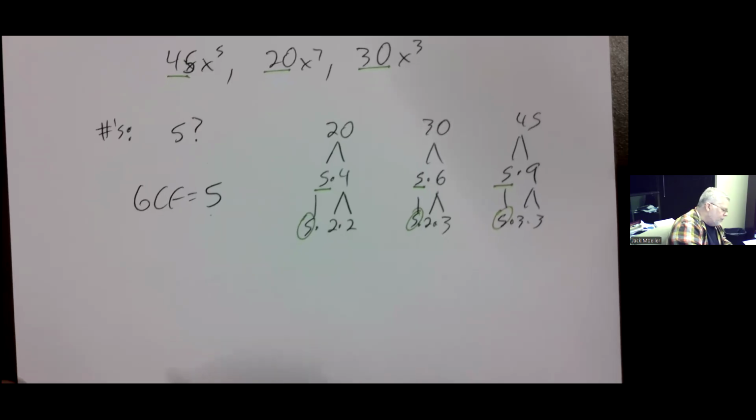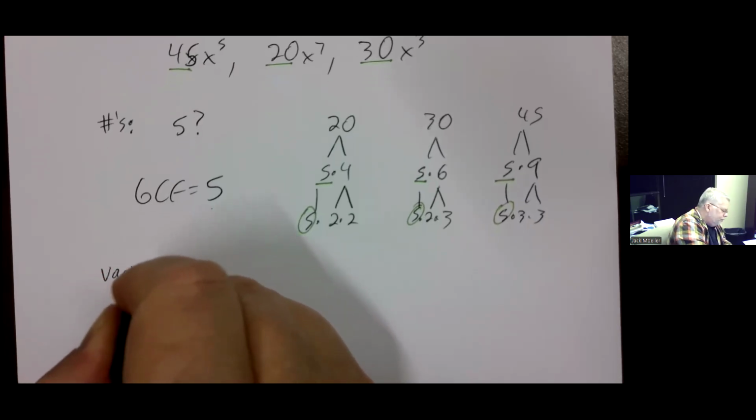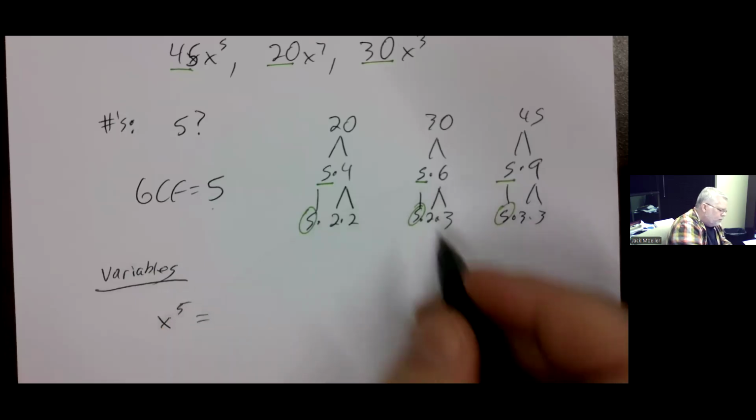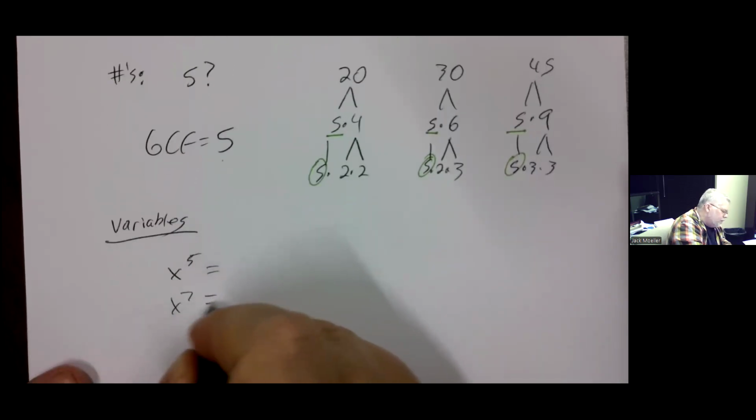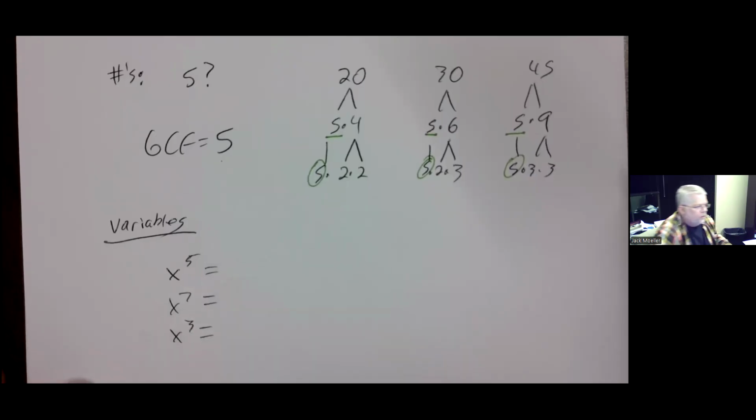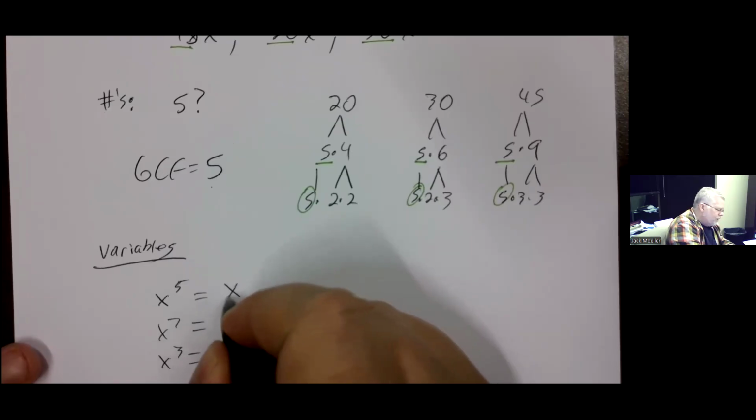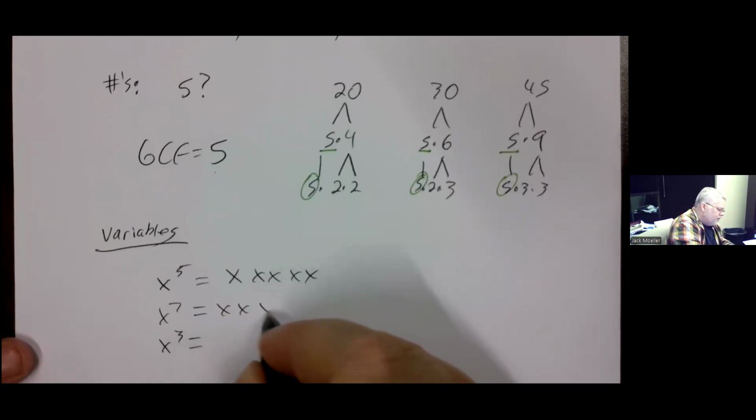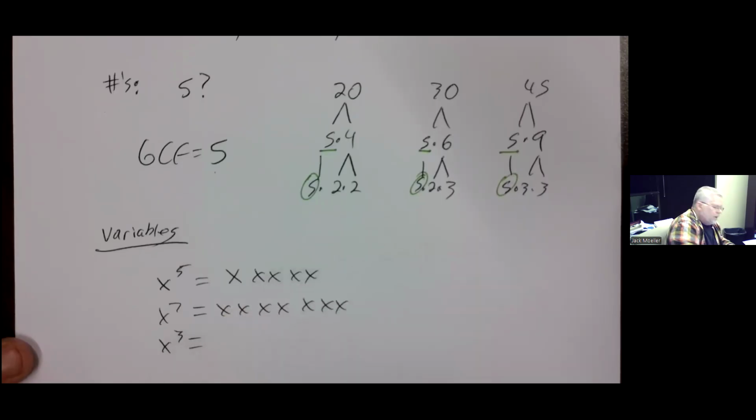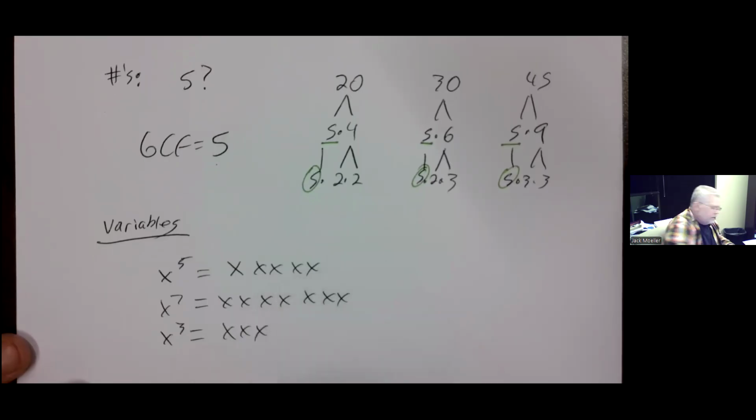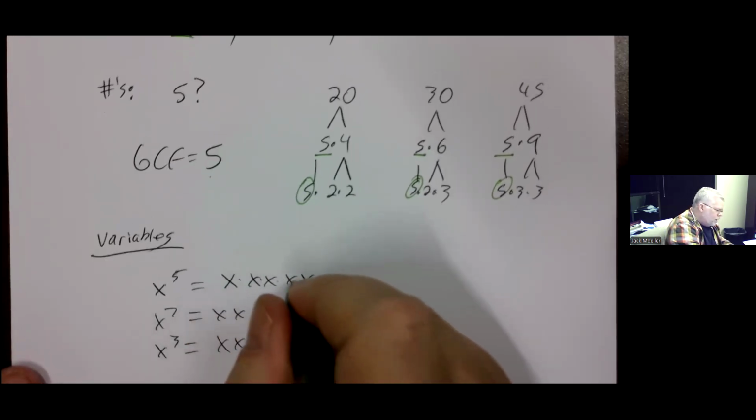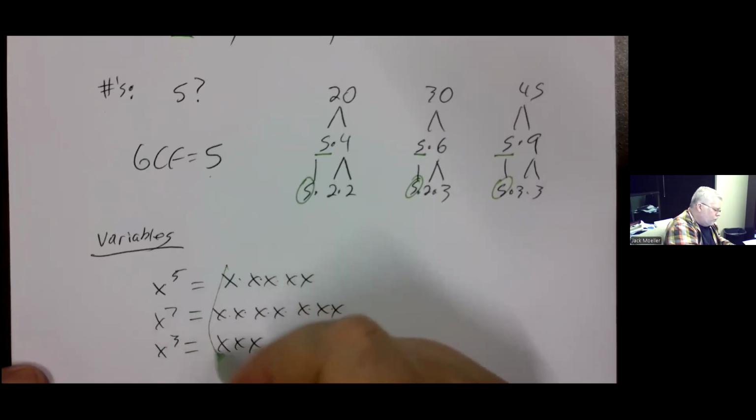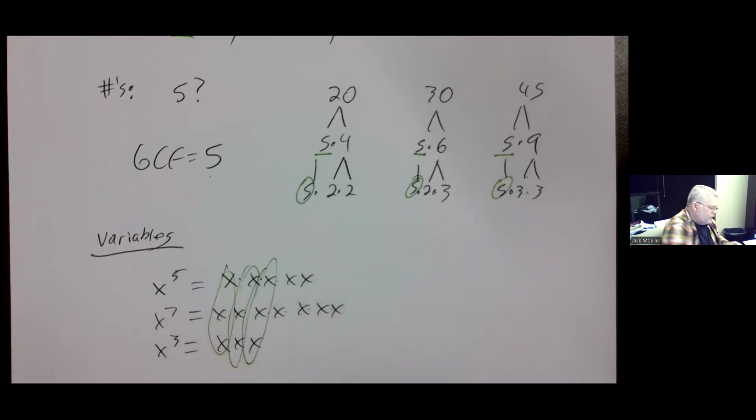Okay. So what about the variables? Now, for the factor trees, we tend to not do that with variables. We tend to write them out sideways. I'm going to do this the long way the first time, then I'll show you the shortcut. Well, what does x mean? X to the fifth means x times itself 5 times. X to the seventh means x times itself 7 times. And then x to the third means x times itself 3 times. So what is common to all of those? Well, we have 3 x's that are common.